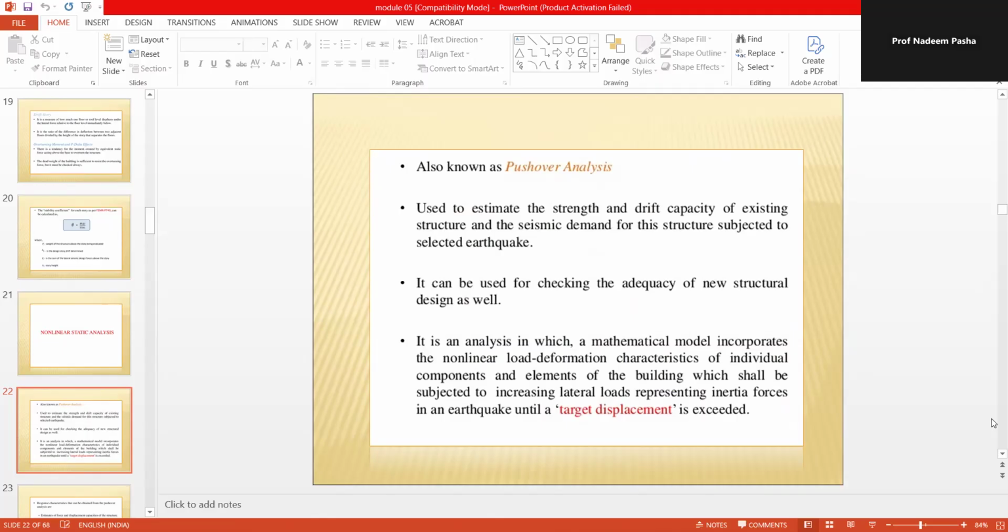It is an analysis in which a mathematical model incorporates the non-linear load deformation characteristics of individual components and elements of the building, which shall be subjected to increasing lateral loads representing inertial forces in an earthquake until a target displacement is exceeded.